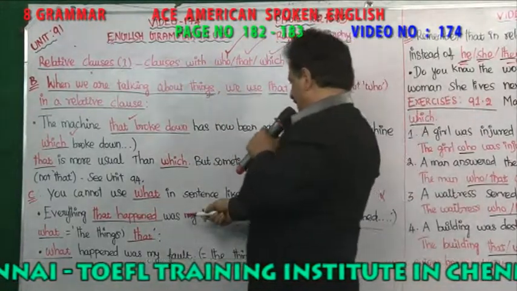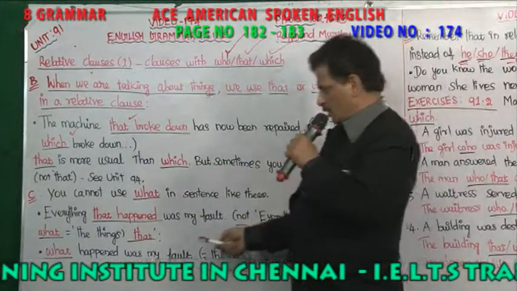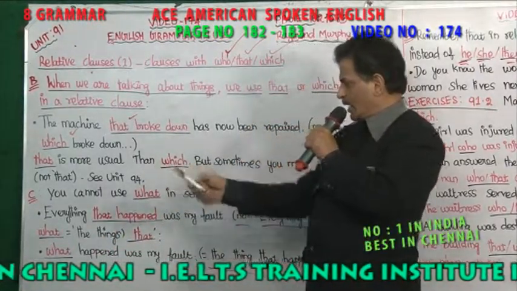So everything that happened was my fault. இங்க பாருங்க, everything what happened was my fault என்று சொல்லக்கூடாது. What happened was my fault, இது what வாக்கியத்துக்கு முன்னாடி ஆரம்பிக்கிற பொழுது நீங்க what பயன்படுத்தலாம்.